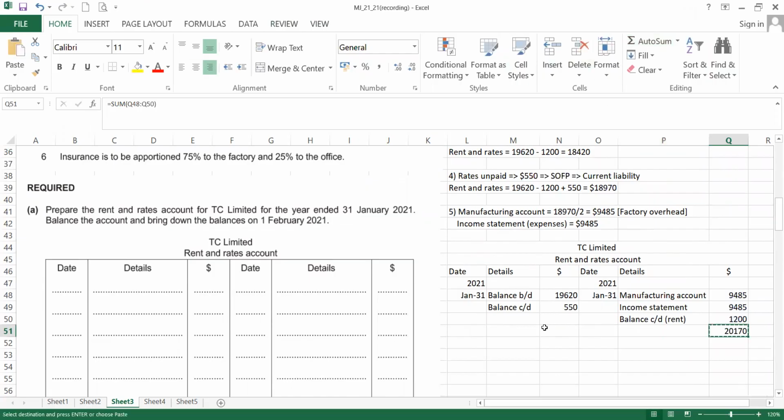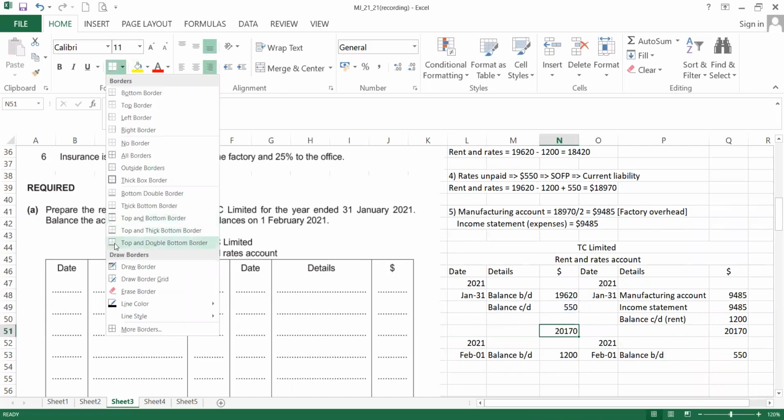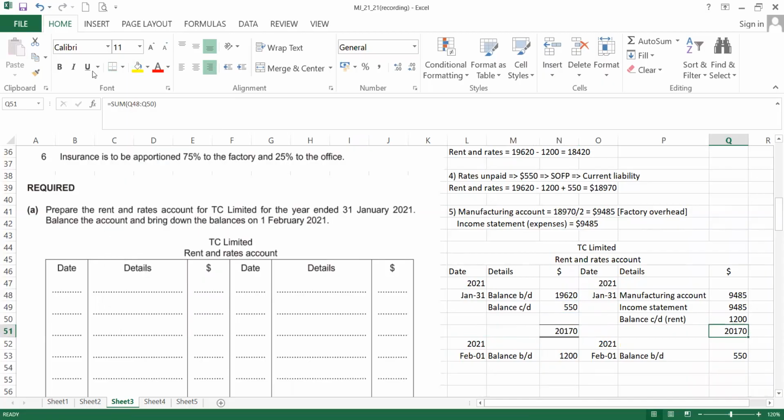So both are the same. Don't forget in here 2021 February 1st balance brought down. So both sides also have balance brought down. In the exam, remember to do all the dates and all the details properly. So debit and credit must be a complete set. So this is the answer for the rent and rates.